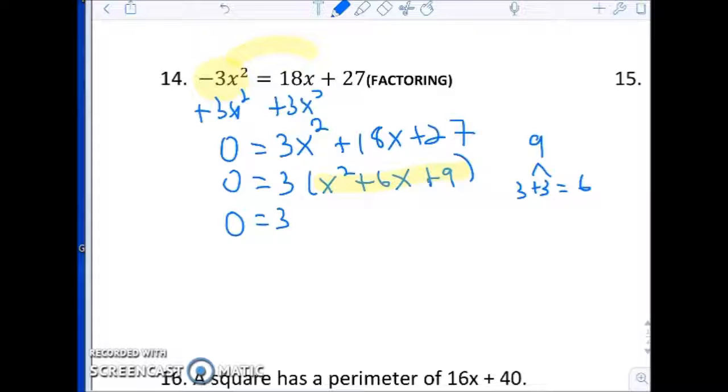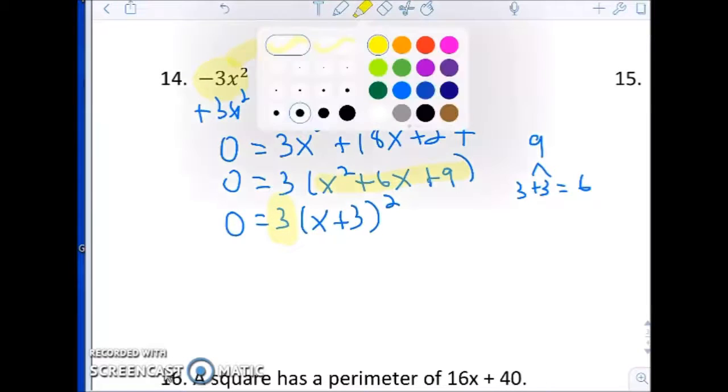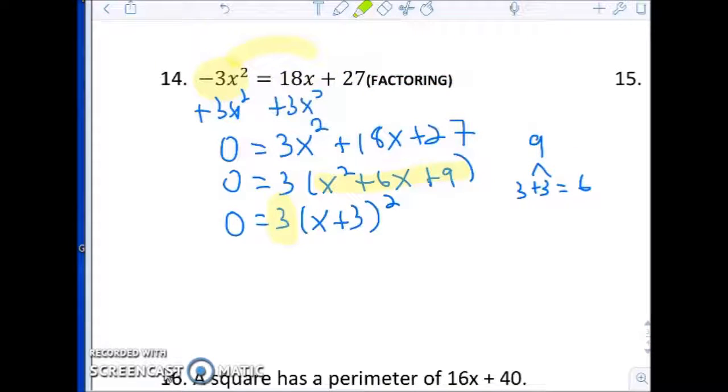So I'm going to leave that 3, although I could have divided both sides by 3. But this factors to x plus 3 quantity squared. And then we set each factor equal to 0. The constant 3 will not be 0, but x plus 3 can be 0. x plus 3 is 0 when, subtract 3 from both sides, x is -3.